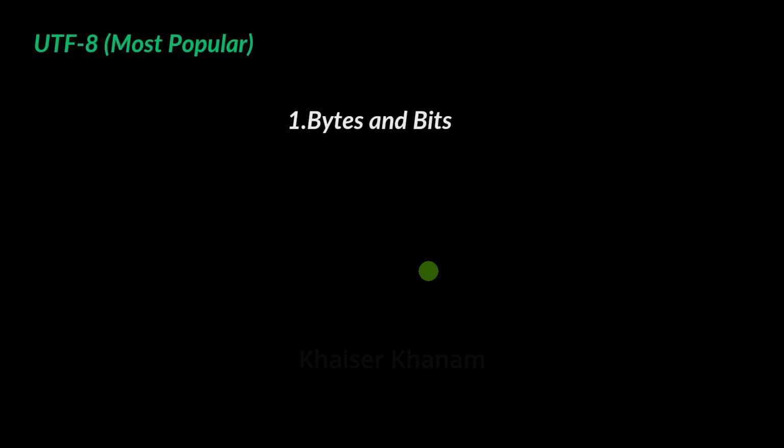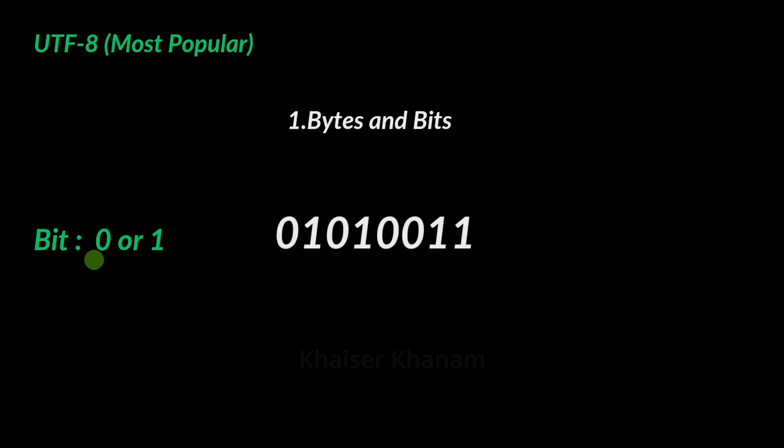First, bytes and bits. A bit is nothing but it can either be 0 or 1. Apart from this, it will not contain any number. And a byte is nothing but if we have 8 bits, this is called 1 byte. Okay, a complete group of 8 bits is called 1 byte. I hope you understood what is a bit and what is a byte.